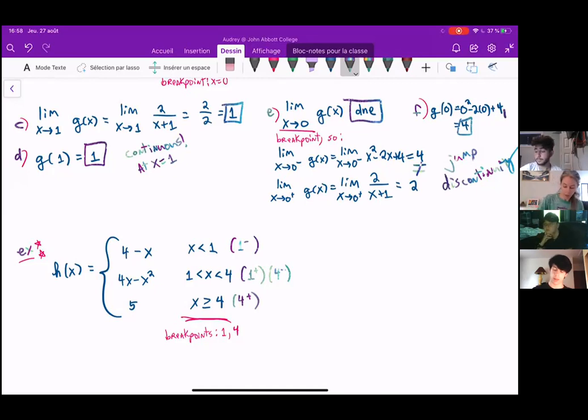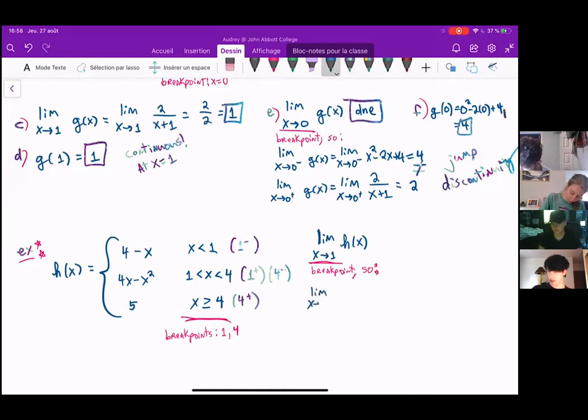So let's start with that actually. Let's look at the first breakpoint. The limit as x approaches 1 of h of x. We know we're going to have to look at the left and right side because this is a breakpoint. So we're looking at the limit as x approaches 1 from the left of h of x, and the limit as x approaches 1 from the right of h of x.